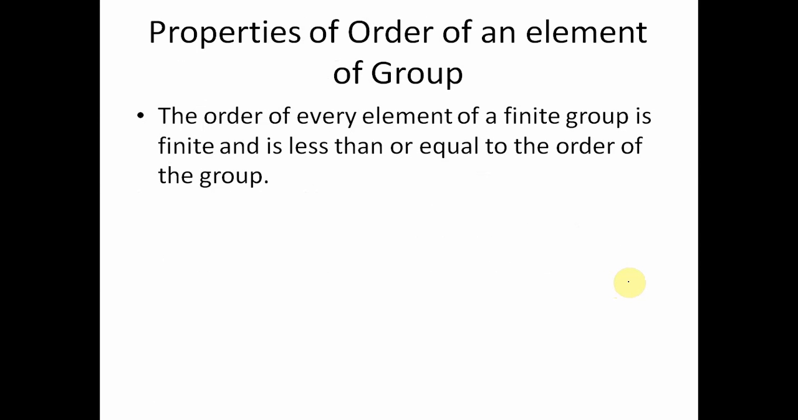Now let us see some properties of the order of an element of a group. The first property, as we have already talked about earlier, is that the order of every element of a finite group is finite and is less than or equal to the order of the group. Let's see how. We have to show that for every element a belonging to G, the order of a is less than or equal to the order of the group.